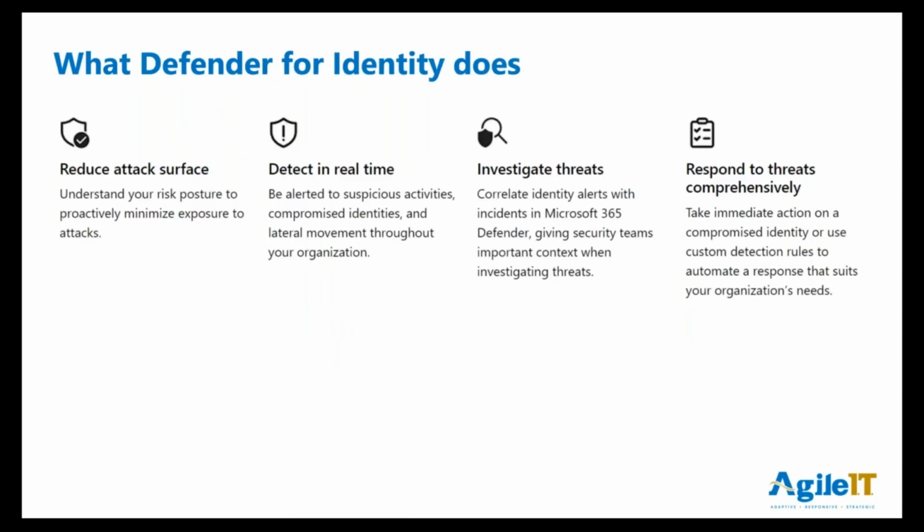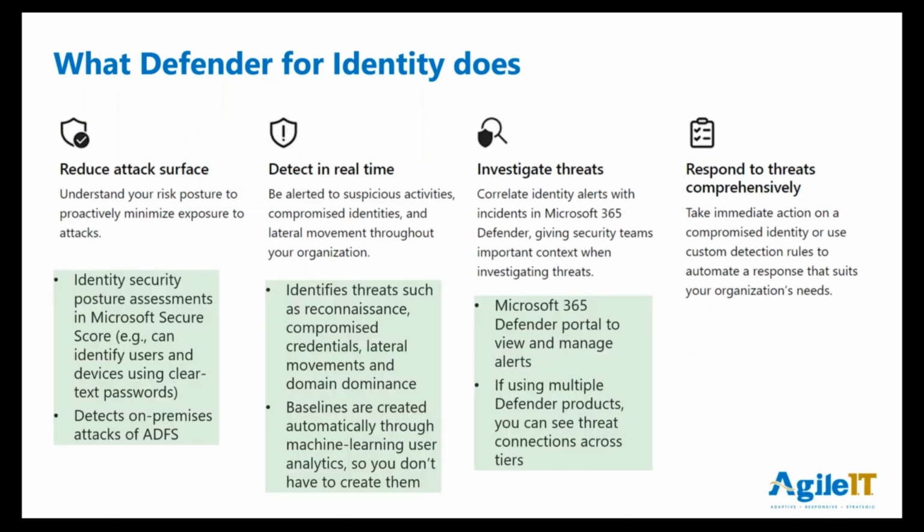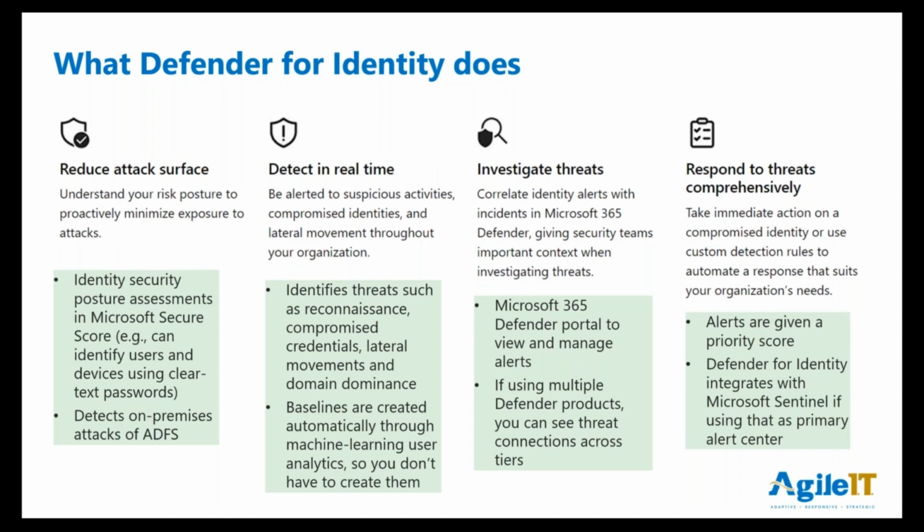So the four key areas of what Defender for Identity does are reducing the attack surface, real-time detections, threat investigation, and then threat response. So on the attack surface end, we're looking at security assessments for your identity posture. It's both flagging things such as users or devices using clear text passwords, and it's also giving you recommendations for security best practices. Another piece of that is that Defender for Identity detects on-premises attacks of ADFS, so you're getting protection there too.